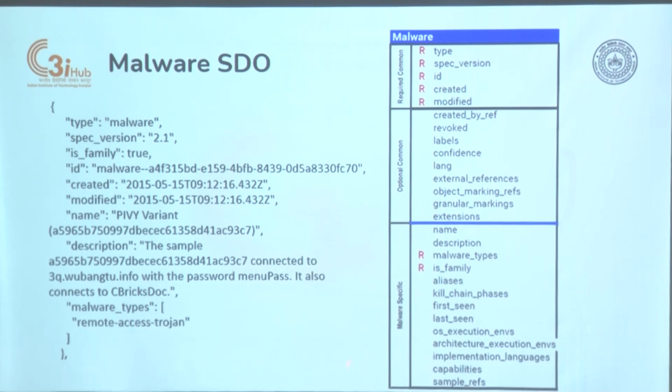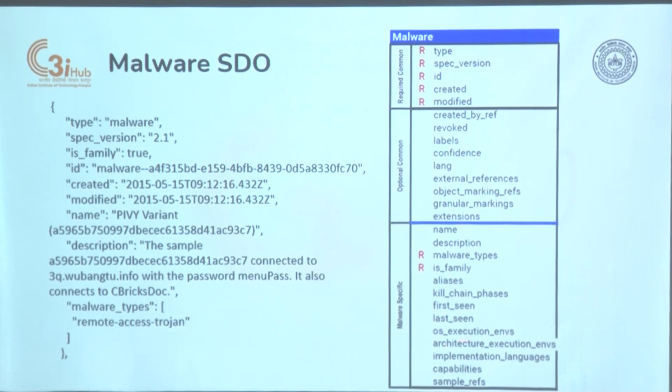Now, you could have more information, like if it is a family. So, it is a family of malware, not just a standalone malware. It might have aliases, it may be actually used in a specific kill chain phase, first seen, last seen. Usually this first seen information may be there, last seen is highly unlikely unless something goes away.